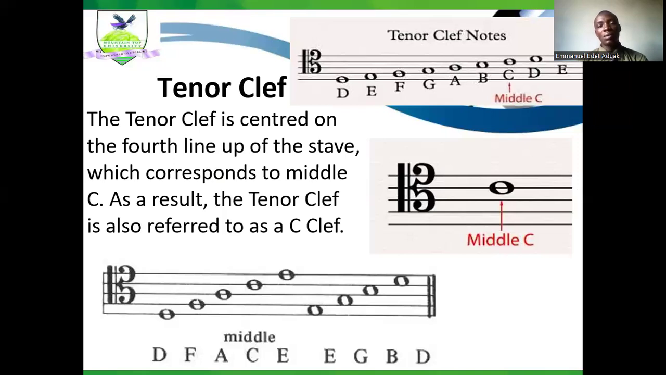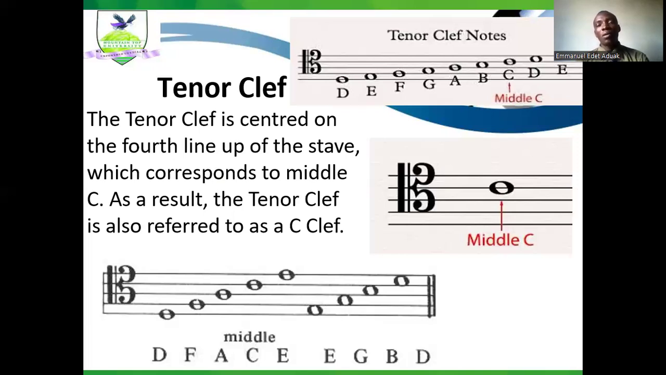So for the lines in tenor staff, we have line 1 is D, line 2 is F, line 3 is A, line 4 is C, line 5 is E. For the spaces, we have space 1 to be E, space 2 is G, space 3 is B, space 4 is D. Now combining the lines and the spaces for tenor staff together, we have line 1 D, space 1 E, line 2 F, space 2 G, line 3 A, space 3 B, line 4 C, space 4 D, and line 5 E.